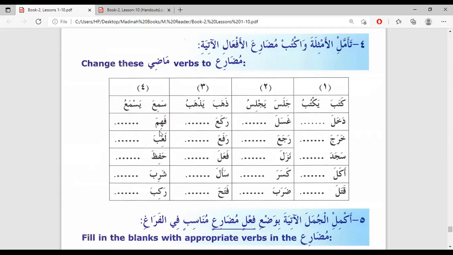Fahima, he understood. Yafhamu, he understands. Laiba, he played. Yal'abu, he plays. Hafiza, he memorized. Yeah, it also is used as to protect, to memorize. And Yahfadu. Shariba, he drank. Yashrabu, he drinks. Rakiba, he rode. And Yarkabu, he rides.